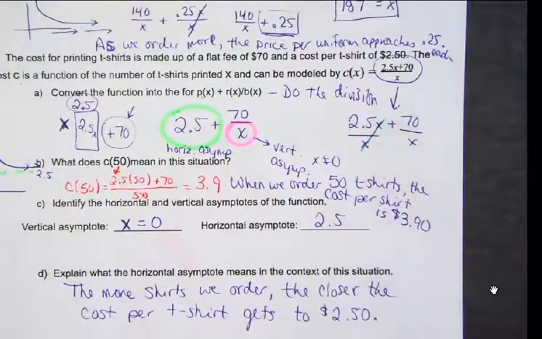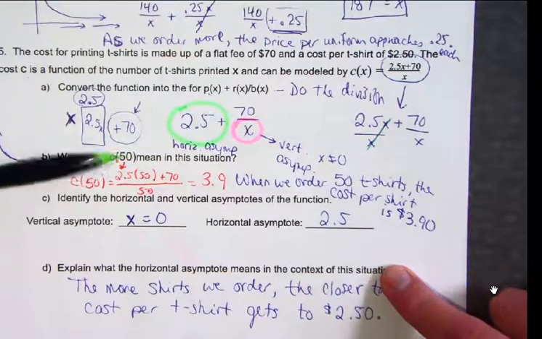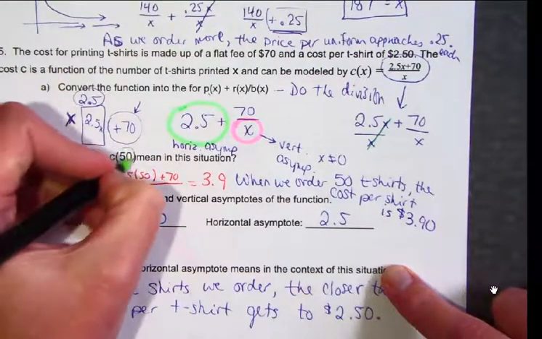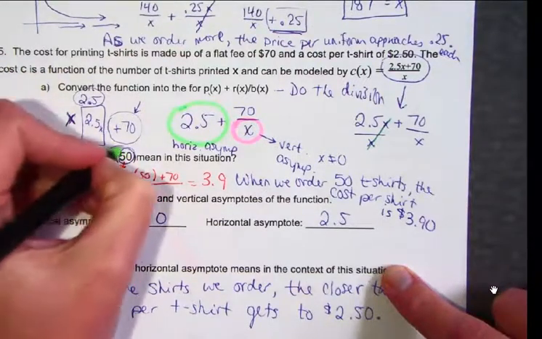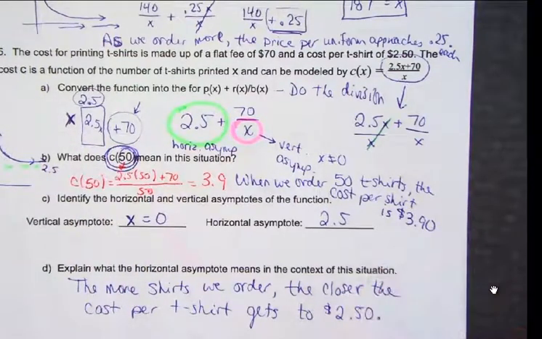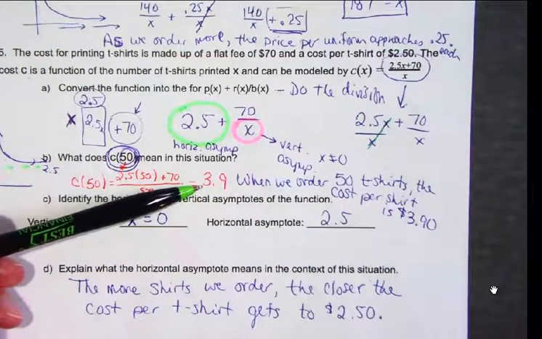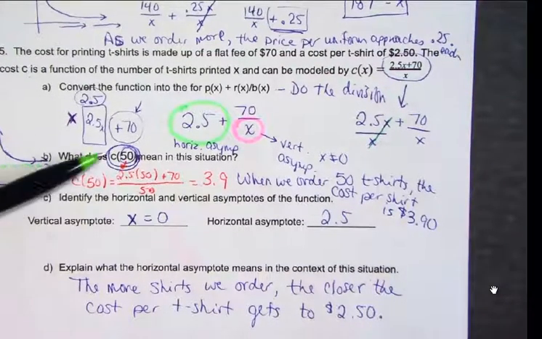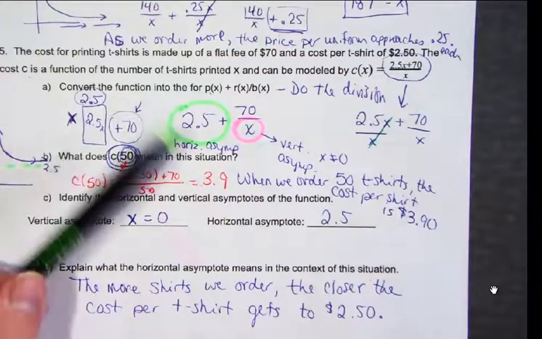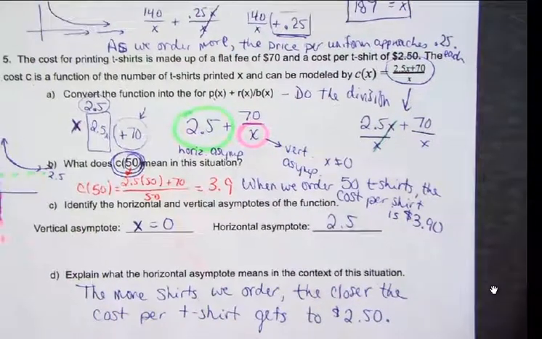It is really important when we're interpreting what an expression like this means that we look at not only the input of 50, but the entire function, the value at that input. So our input of 50 gave us an output of 3.9. That tells me when I order 50 t-shirts, the cost per shirt is going to be $3.90. We need both parts as we explain what that means.